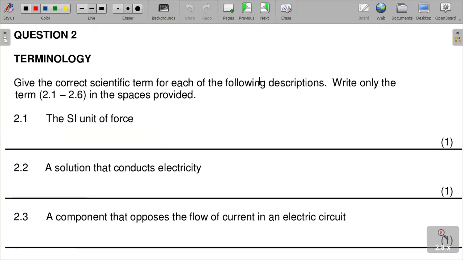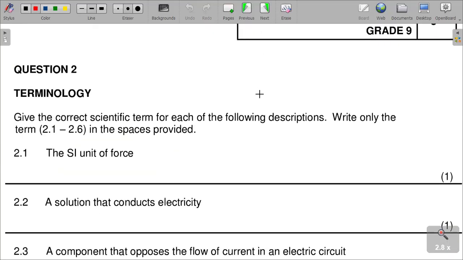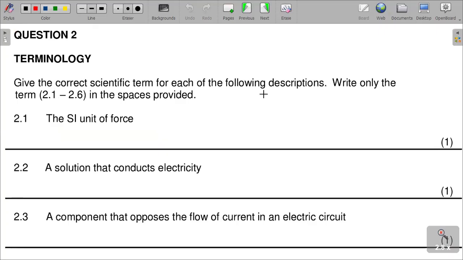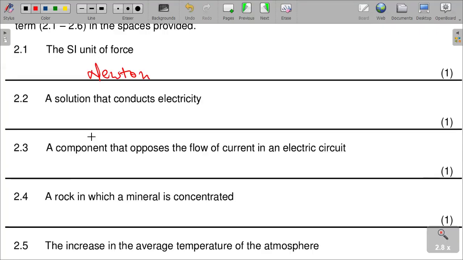Question 2, terminology. Give the correct scientific term for each of the following descriptions. Write only the term in the spaces provided. So we just need to write the answers in the spaces provided here. The SI unit of force is called what? It is called the newton. Force is measured in newtons. The newton is the standard SI unit of measurement for force.